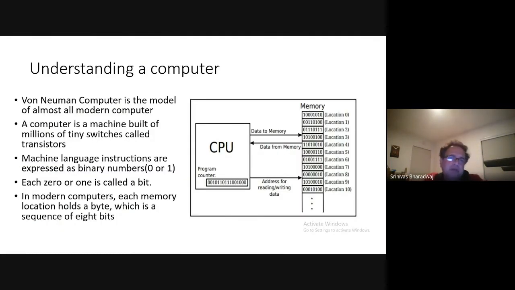Now, one of the first things you need to understand is what is a computer? How do computers work? Most modern computers were built based on the model developed by John von Neumann.